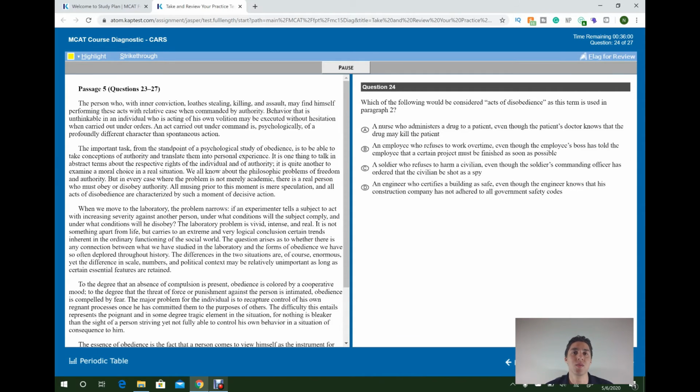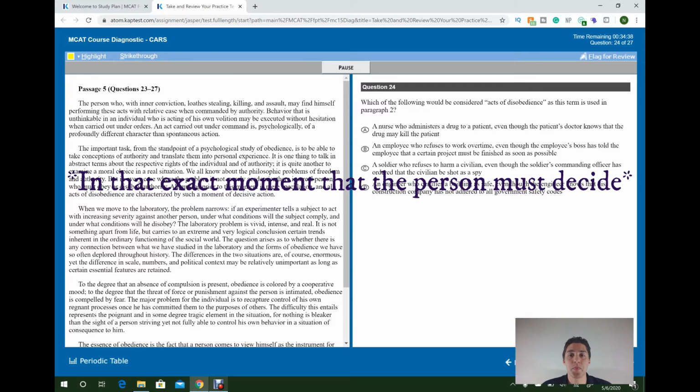Okay, so in the very last sentence, we see it says, all musing prior to this moment is mere speculation, and all acts of disobedience are characterized by such a moment of decisive action. So acts of disobedience are when a person must decide in that moment if they are going to be obedient or disobedient. And with that being said, let's go on to the option choices.